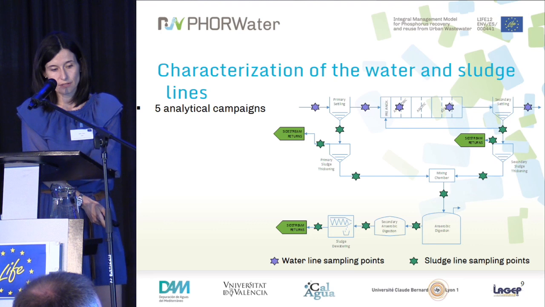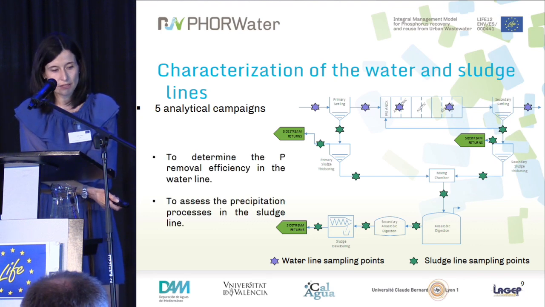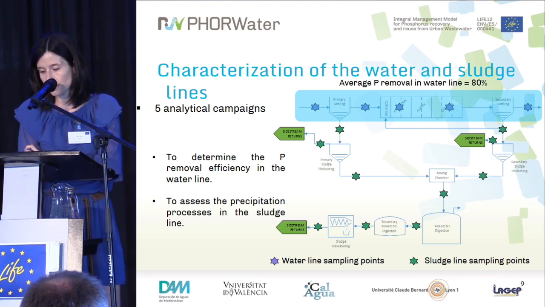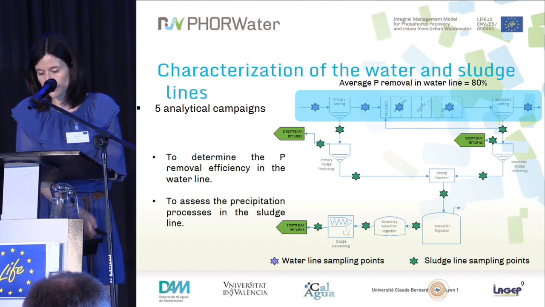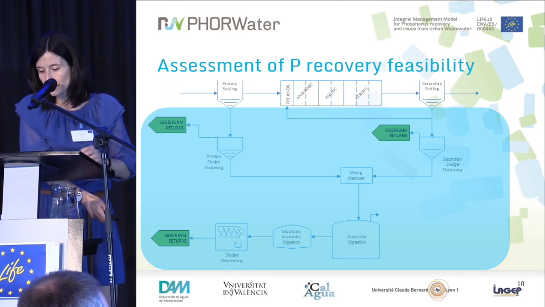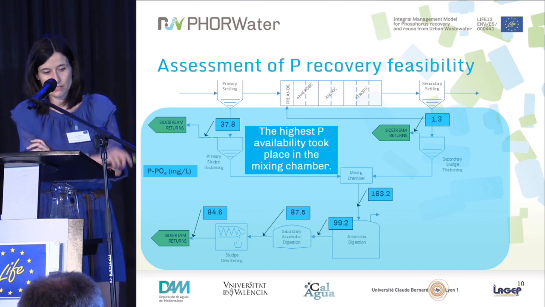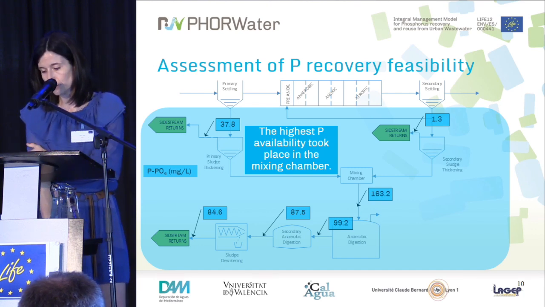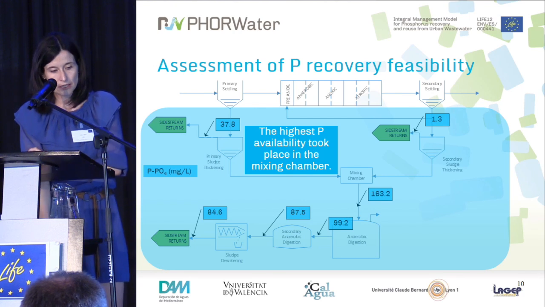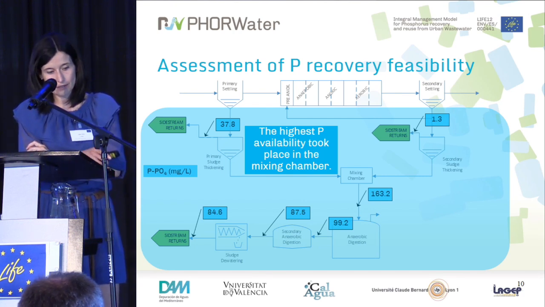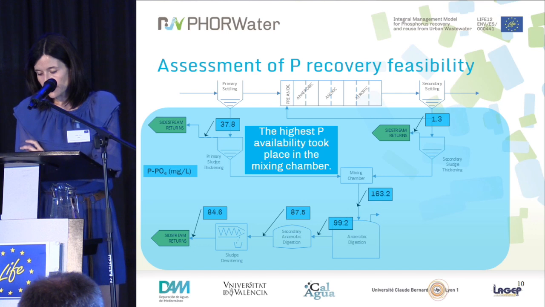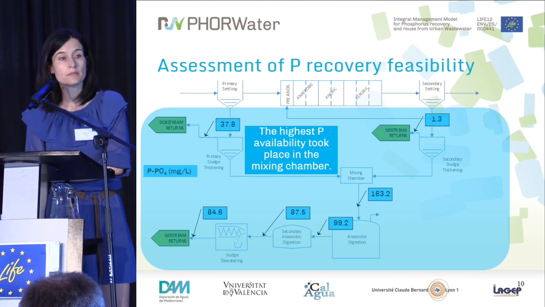Those were all the points that we were studying. We found that the average removal in the water line was around 80%, which is quite good efficiency. And then we were studying the sludge line. Those in blue are the phosphorus concentrations in those flows. What we found is that after the anaerobic digestion, there's a drop in the phosphorus levels, and that's indicating that some phosphorus loss is taking place right there.